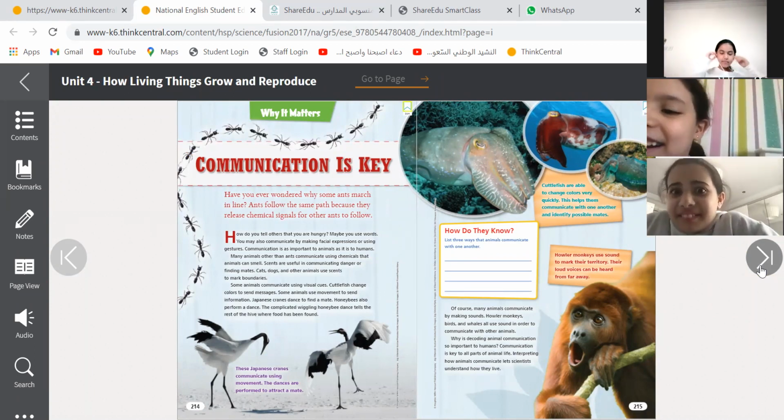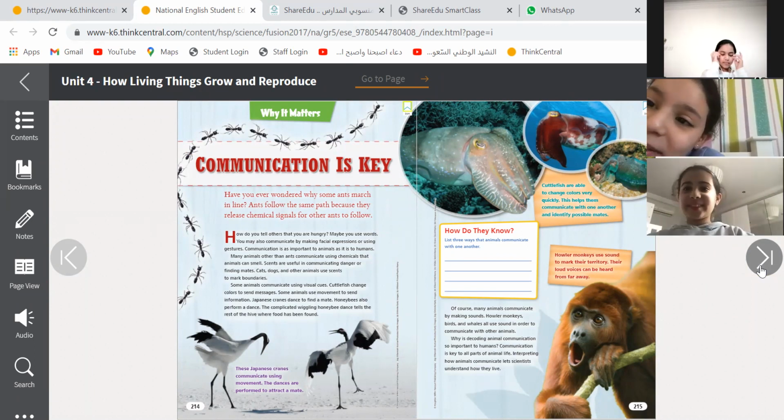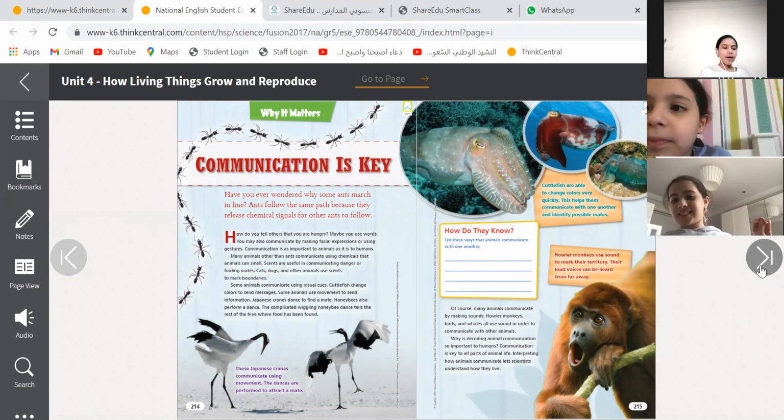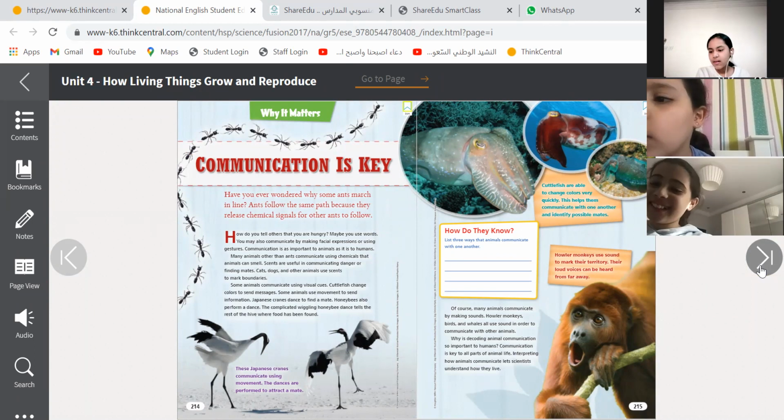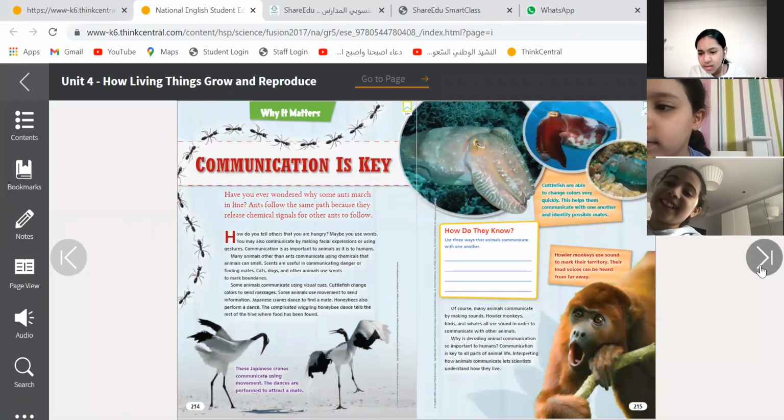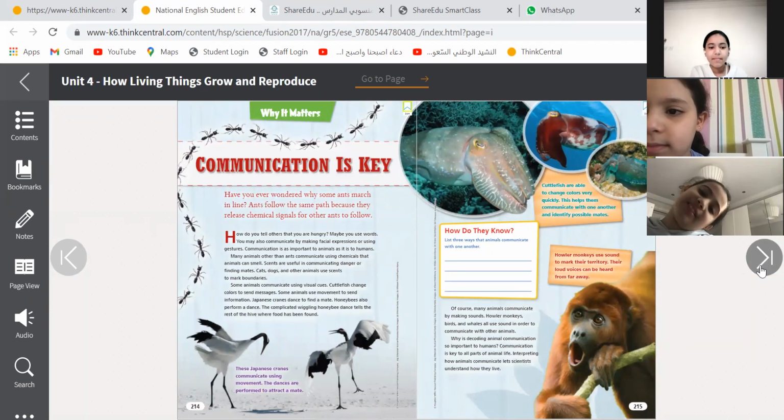Now, what do you see here? What do you see here? Have you ever wondered why some animals, ants, march in a line? Look at these ants. They march in a line.